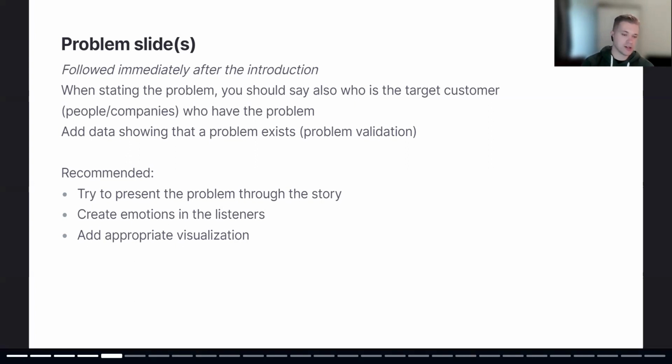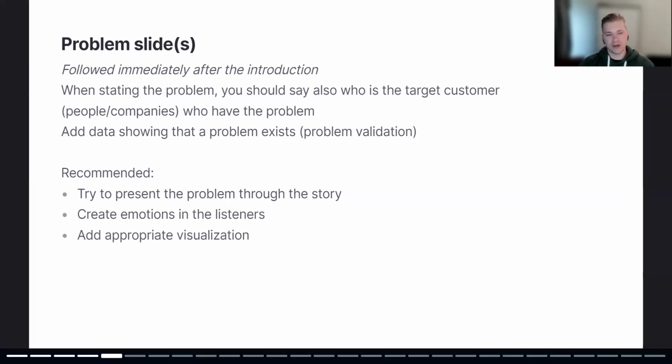And you should also be able to show some kind of data that backs up this problem, that you show something that proves that this problem really exists, not that you just created this problem basically yourself because somebody asked you to have the problem slide in your presentation.